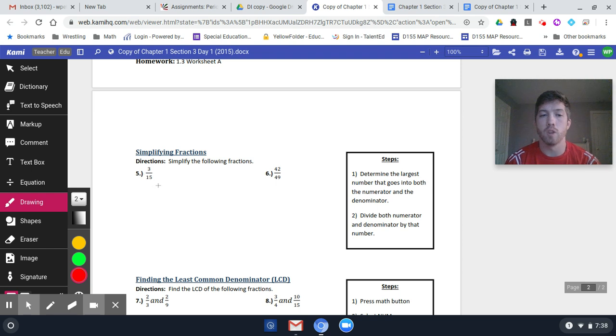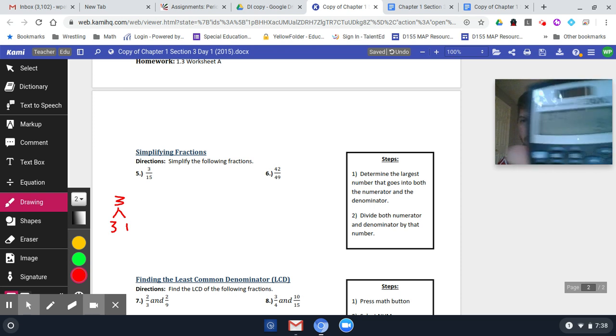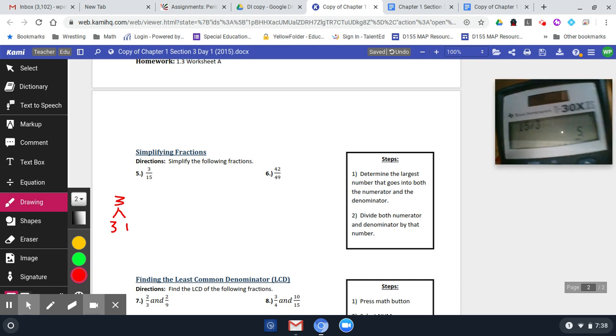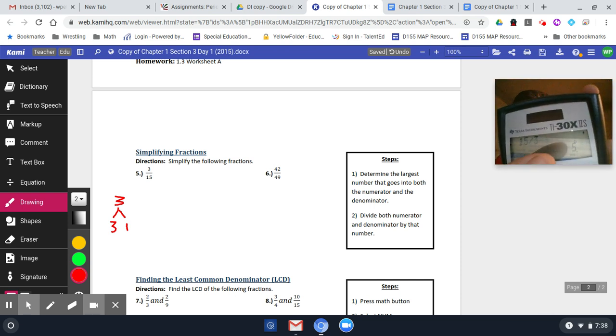All right, so the first thing, you always want to look at the smaller number, which is usually our numerator. You want to ask yourself, what numbers can go into 3? If you remember these factor trees, what goes into 3? Well, only 3 and 1 go into 3, right? So we want to find out, does 3 or 1 go into 15? And if you're not sure, you can always take your calculator. You can take 15 divided by 3. Oh yeah, it goes in. 3 goes into 15 5 times.